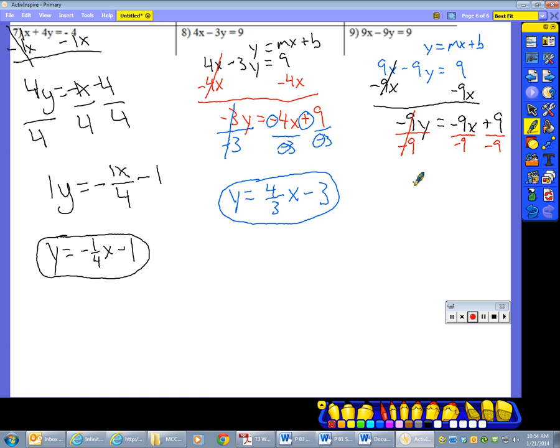My final answer in slope-intercept form is y equals negative 9 divided by negative 9. Well, that's just a 1. x. And then a positive 9 divided by a negative 9 is going to be a negative 1. You have to think back to your division rules back to 7th grade. We're really using a lot from 6th and 7th grade here on this stuff. So this is a correct answer. I would like to see it written as y equals x minus 1. But both are correct. And that's how you do number 9.